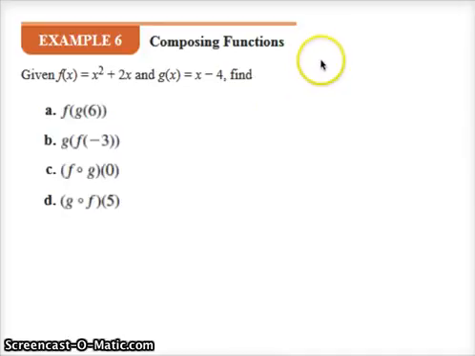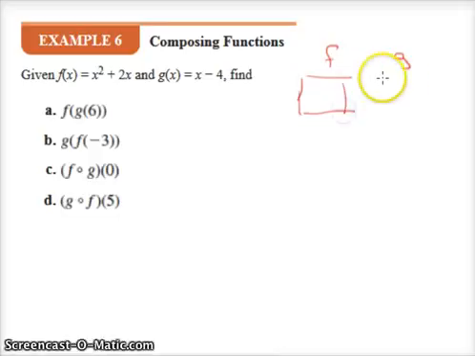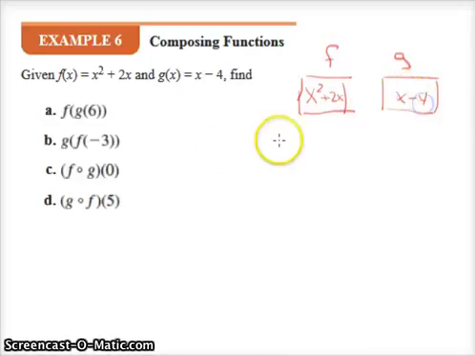Now we have two functions, f and g. Remember how I use little boxes in class. Here's f and here's g. f is x squared plus 2 plus 2x, and then g is x minus 4. What is A asking? It's a composite, f of g of 6.